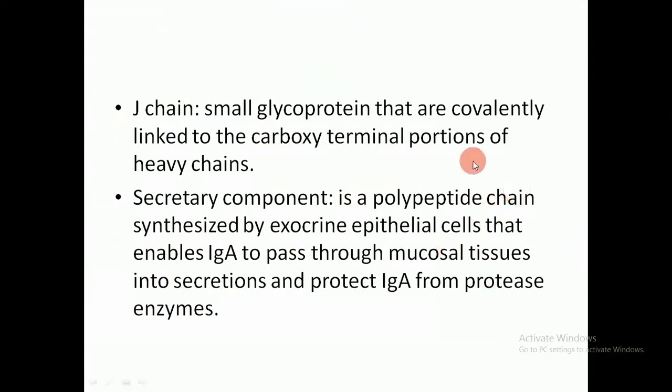The J chain is a small glycoprotein that is covalently linked to the carboxy terminal portions of the heavy chain. While the secretory component is a polypeptide chain synthesized by the exocrine epithelial cells that enables IgA to pass through mucosal tissues into secretion and protects the IgA from protease enzymes present in the intestine, because IgA is a protein and is degraded by protease enzymes. So this secretory piece protects the IgA from degradation by the enzyme.